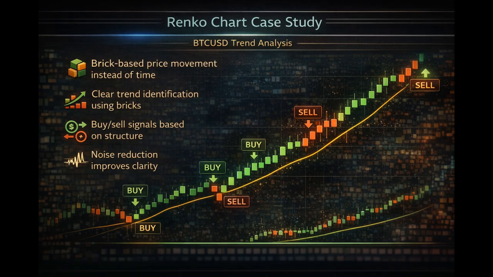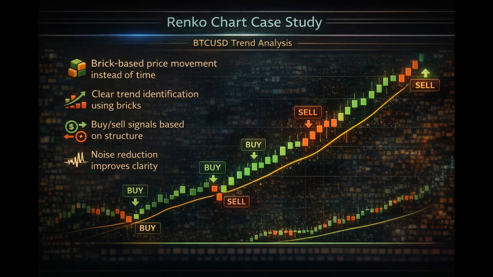Strong downtrend phase. After the trend reversal, the chart shows a clear downtrend structure. Key characteristics include multiple consecutive red Renko bricks, formation of lower highs and lower lows, and price repeatedly failing near the descending trend line. These characteristics indicate sustained selling pressure in the market. Traders often enter short positions when price retraces toward the descending trend line and then continues downward.